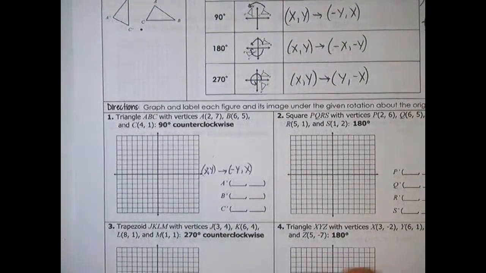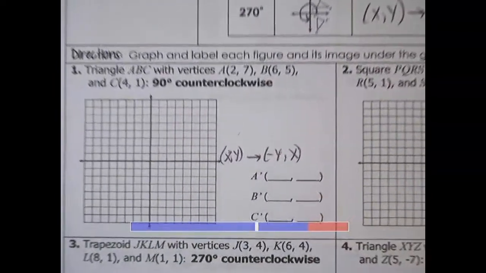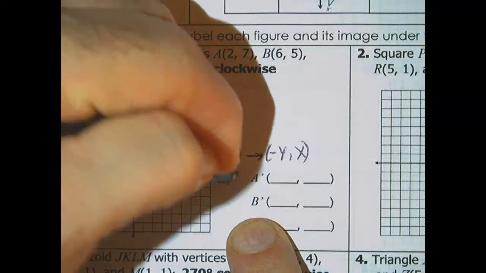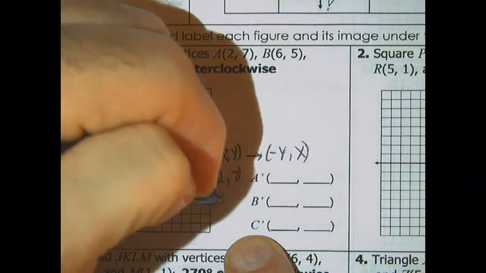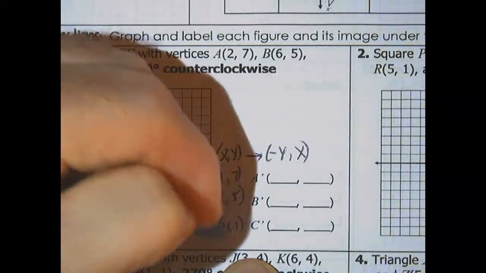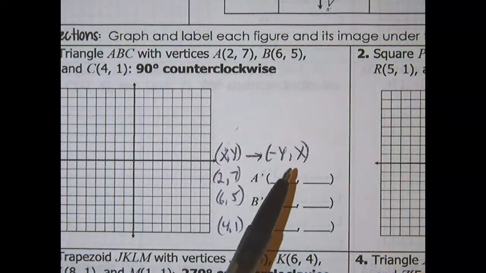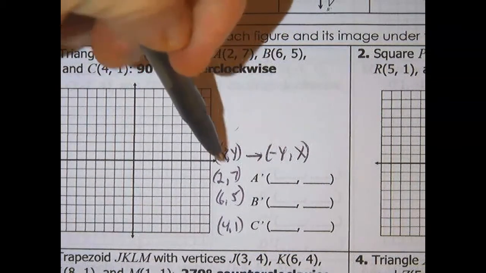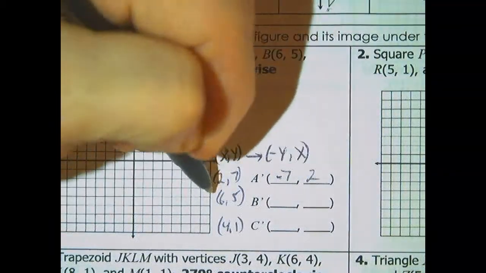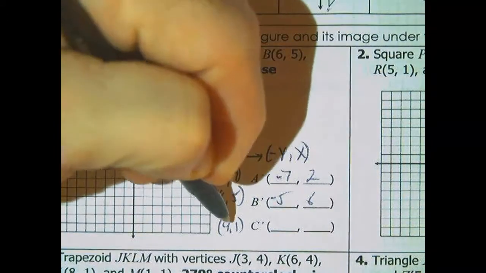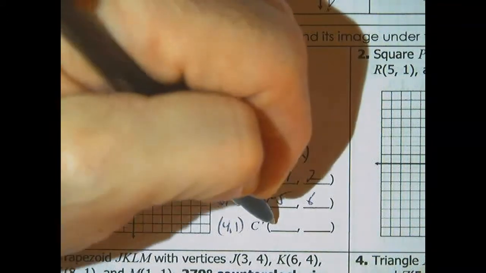All right, so let's plug in our 3 points. Let's just put them down here first. So A was 2, 7. That's where it starts, 2, 7. B is 6, 5. And C is 4, 1. So now that we have the rule and we have the pre-image points, we can just apply the rule. So 2, 7 is going to go to negative 7, 2. 6, 5 is going to go to negative 5, 6. And 4, 1 is going to go to negative 1, 4.